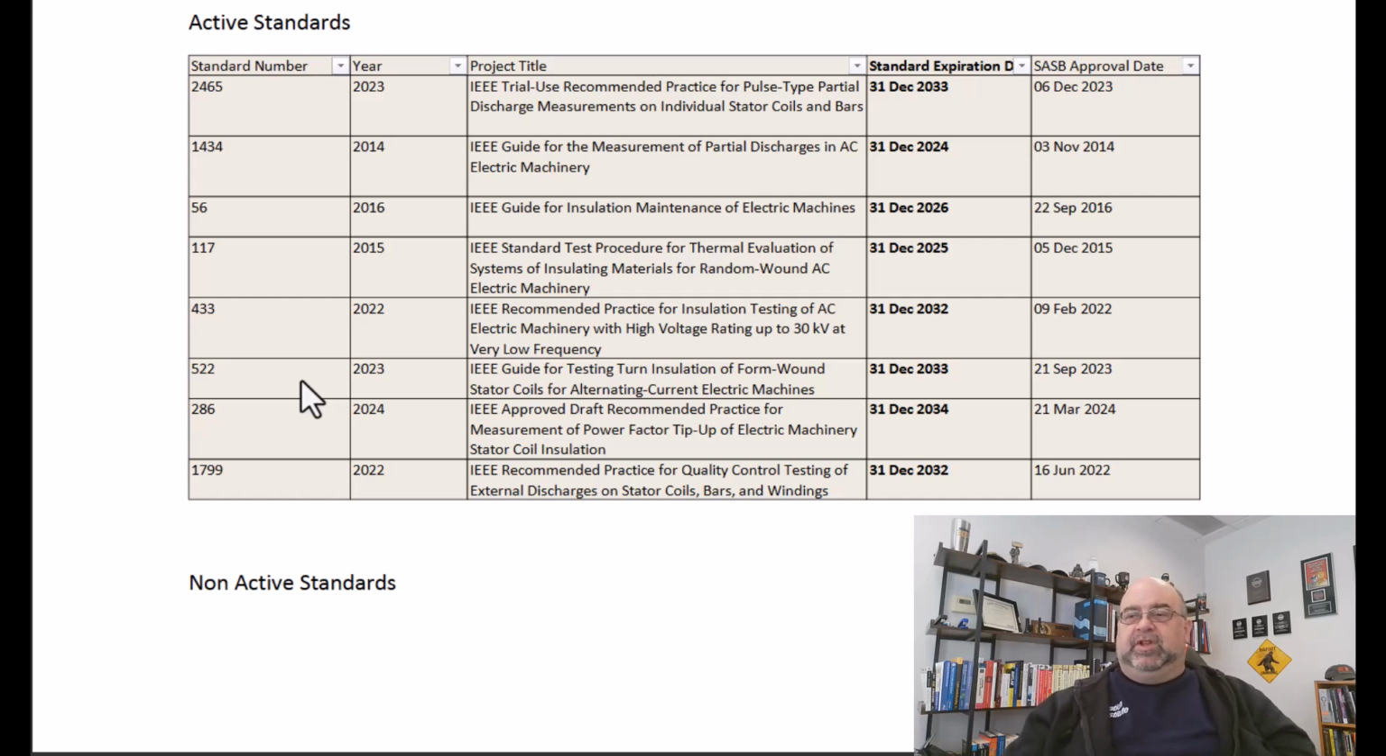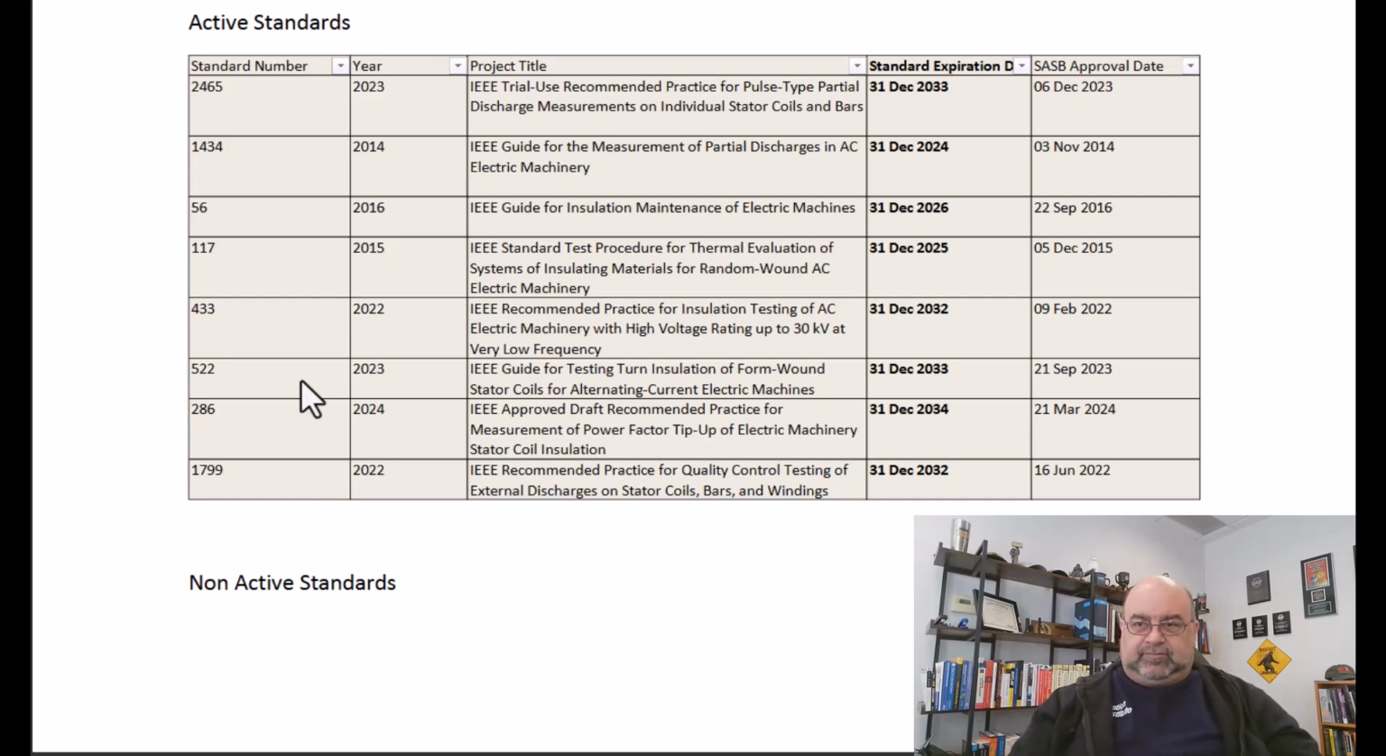286 is the IEEE approved draft recommended practice for measurement of power factor tip-up of electric machinery stator coil insulation. I apologize. That number used to be assigned to something else. This is power factor tip-up. This one here is going to come up soon to be reevaluated.